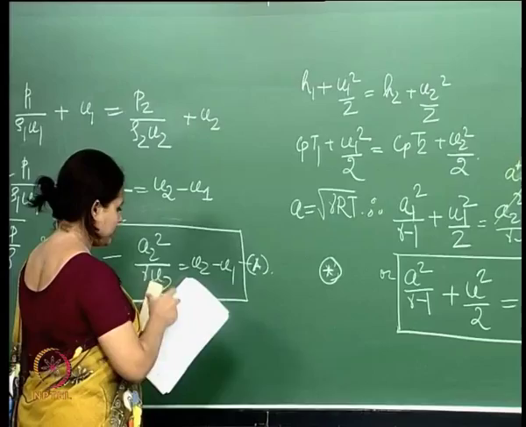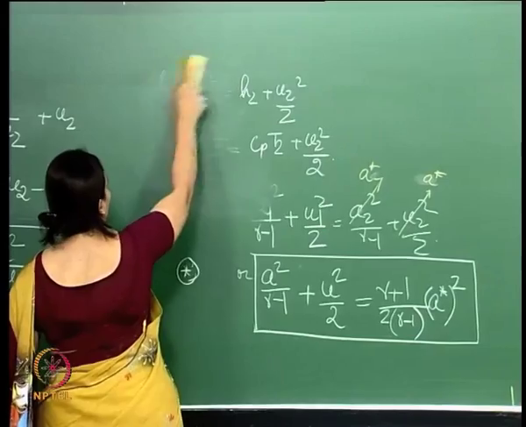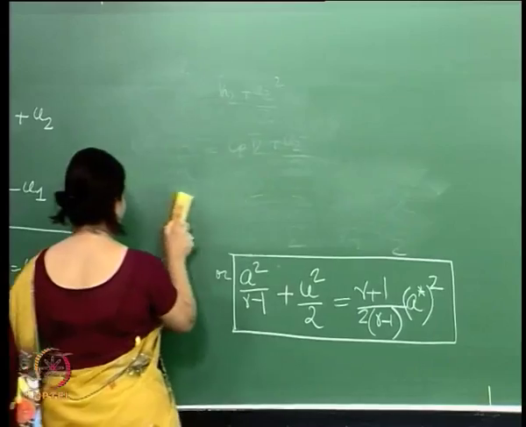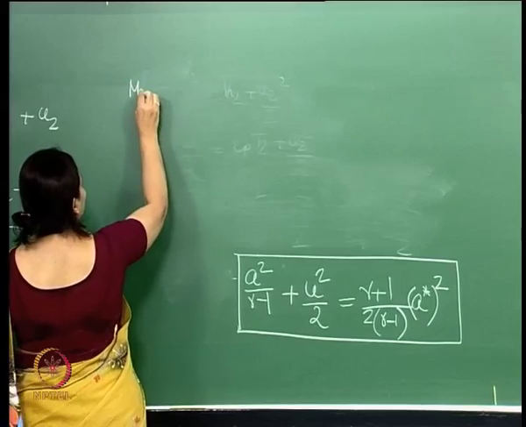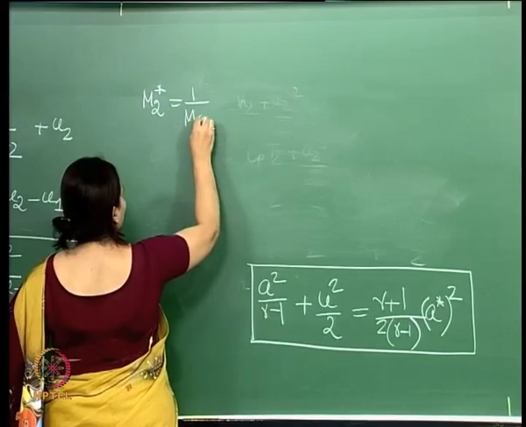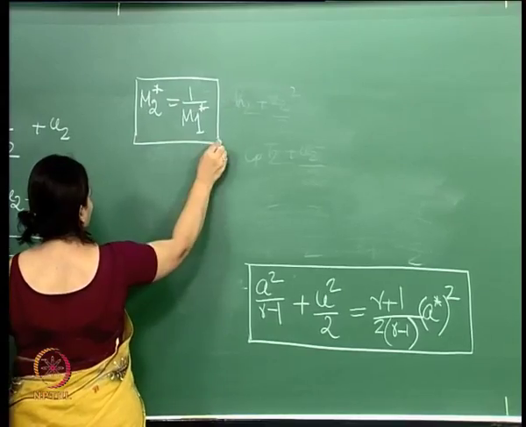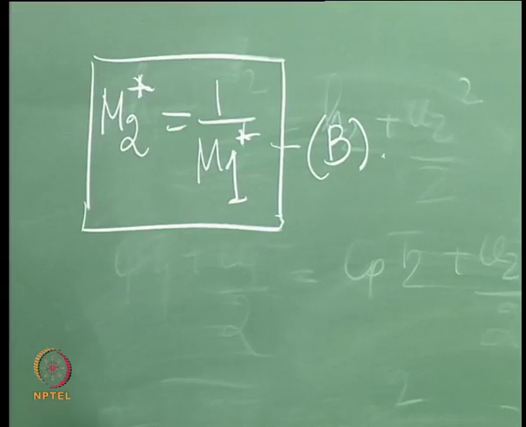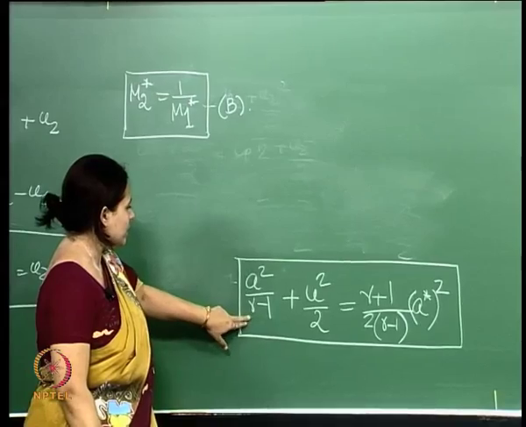Now, so let us write that over here. So, then what I will write is, and I am going to call this the relationship B. Now, if you see over here, you can see from this relationship as well.